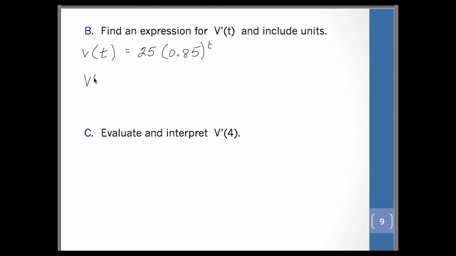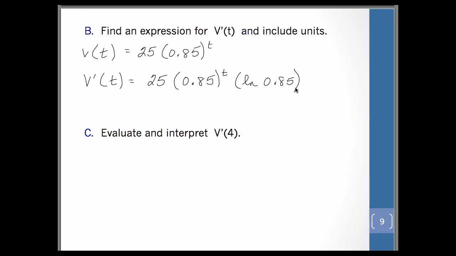So when we find v prime of t, the 25 as the coefficient simply remains. Then the 0.85 raised to the t, that's like doing the derivative of a to the x. So we're going to keep the 0.85 to the t, and we need to multiply by the natural log of 0.85. And of course the derivative of t is simply 1, so we don't really need that.